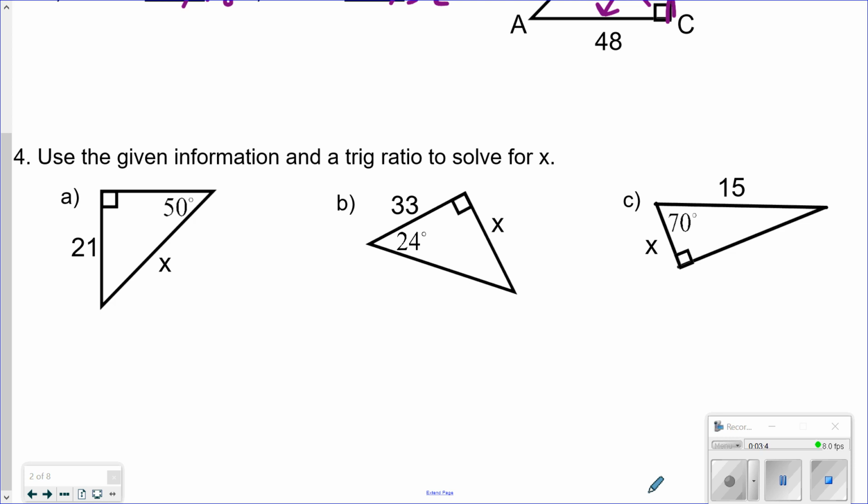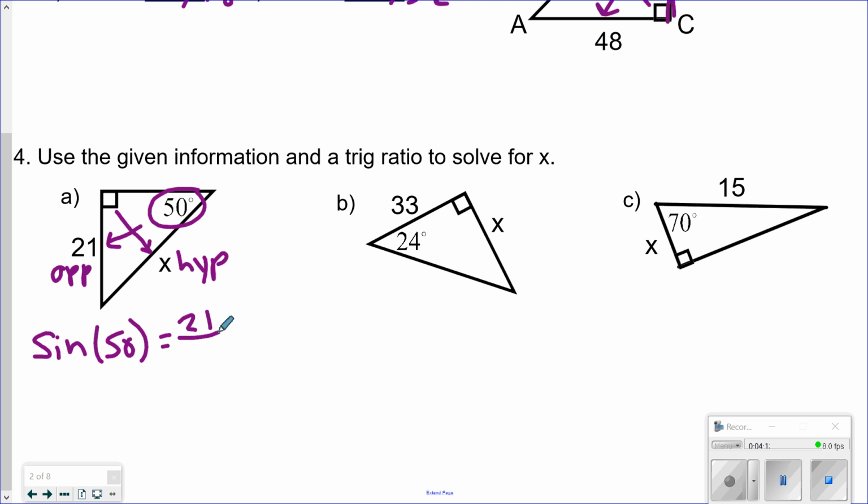Next, we're going to use our trig ratios to solve for x. All right, so if this is my angle measure, 50, I need to decide which trig function I am going to use. Well, 21 is going to be the opposite side, and x is across from the 90-degree angle, meaning it's the hypotenuse. So if we have opposite and hypotenuse, we will be using sine. So sine of our angle measure, which is 50, is equal to the opposite side, which we said is 21, over the hypotenuse, which we said is x.